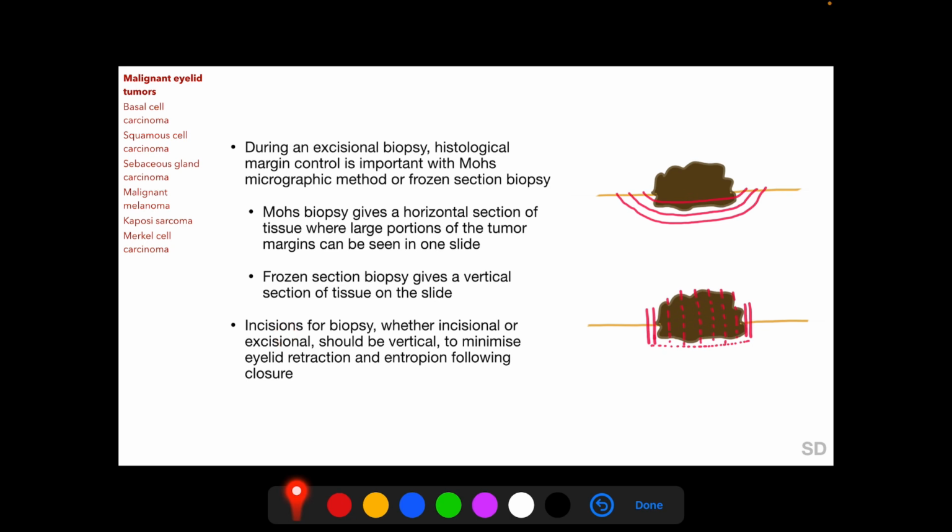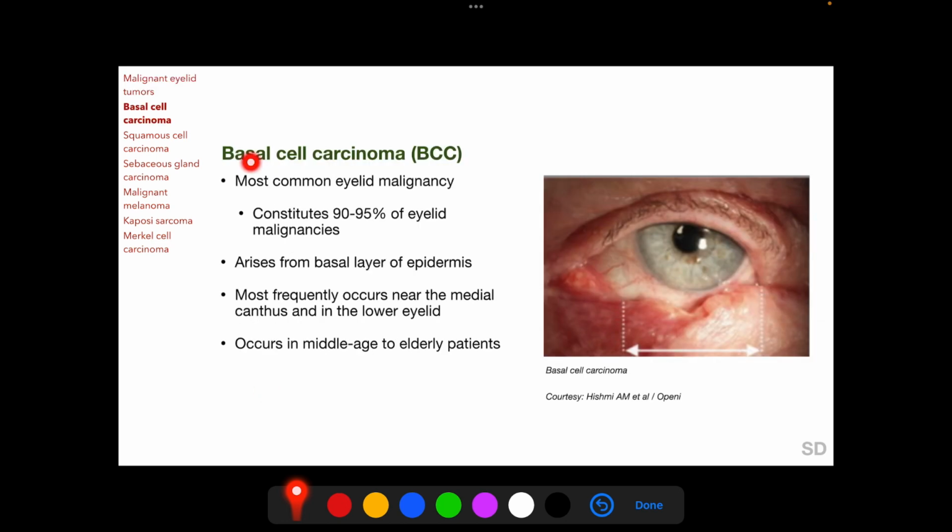Incisions for the biopsy, whether incisional or excisional, should be vertical to minimize eyelid retraction and entropion following closure of the wound. Basal cell carcinoma is the most common eyelid malignancy, constituting 90 to 95% of all eyelid malignancies. It arises from cells in the basal layer of the epidermis and most frequently occurs near the medial canthus and in the lower eyelid. Basal cell carcinoma, like most other eyelid malignancies, occurs in middle-aged to elderly patients.